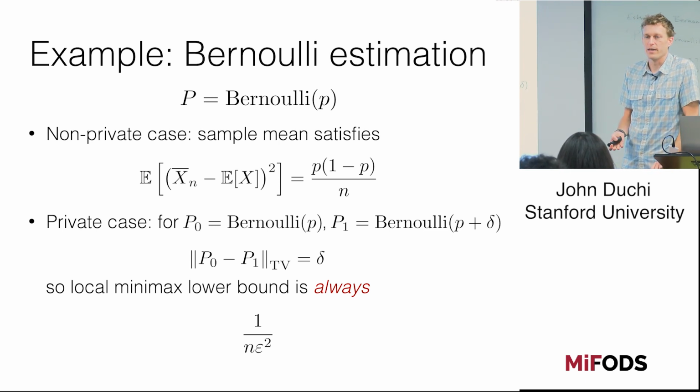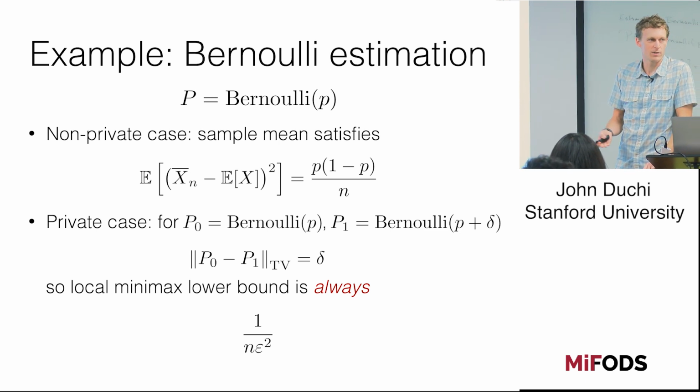You look at this and you're like, OK, fine, who cares? I can estimate a coin. 1 on n is pretty close to p times (1 minus p) on n. I don't care. And you're like, OK, fine.